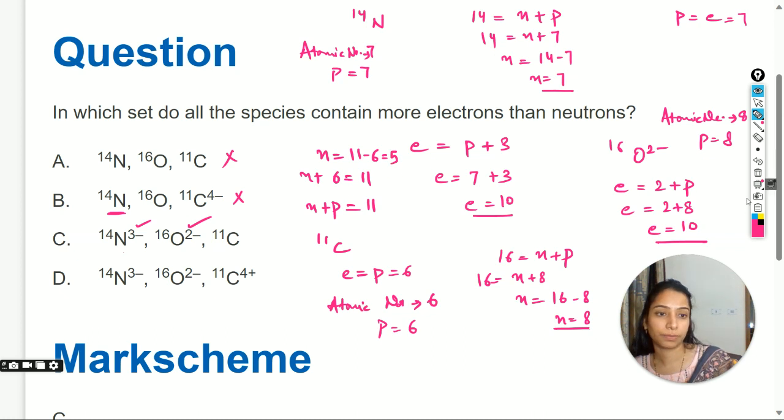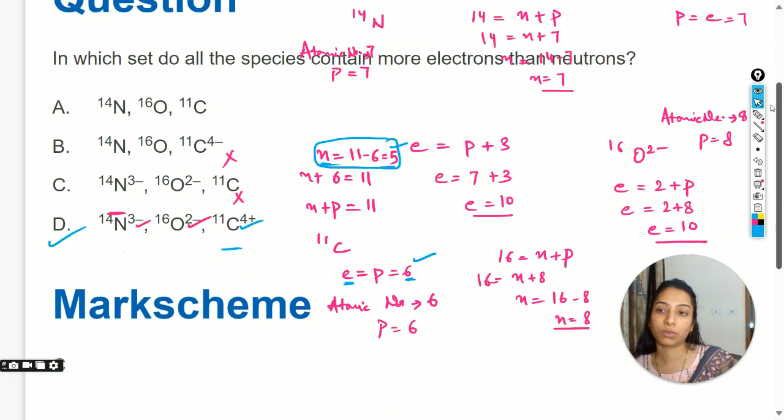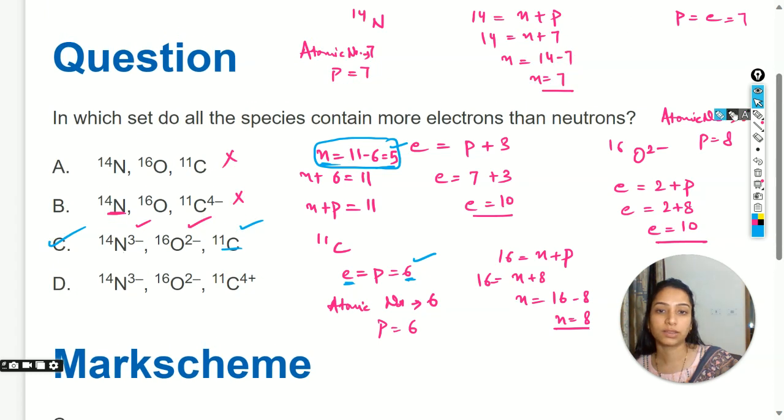So you can see here number of neutrons are 5 and number of electrons 6. So number of electrons are more than number of neutrons. So this is also the right species. So in this C option, all the species contain more electrons than neutrons. So answer should be C option. Let's check the mark scheme. Yes, you can see here mark scheme also shows that C option is right.